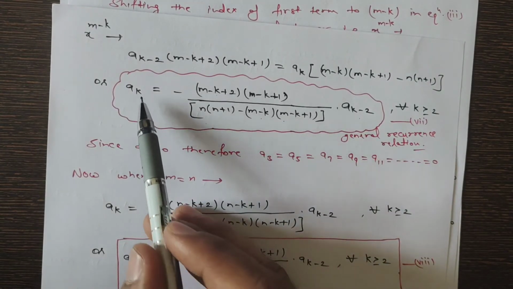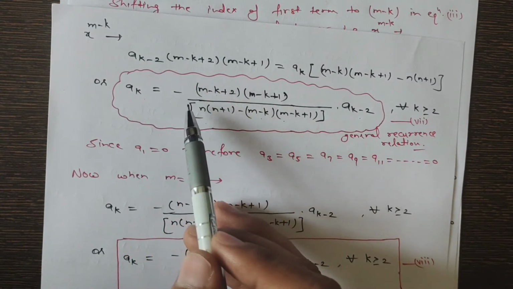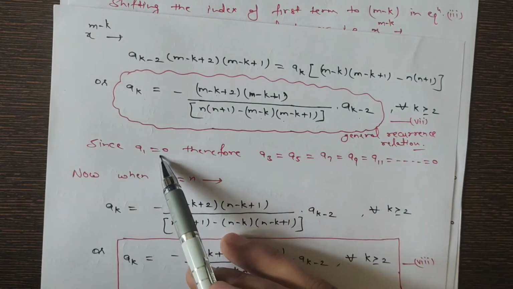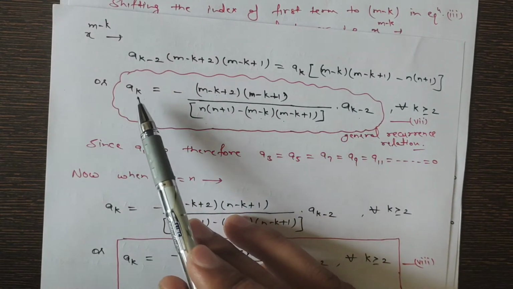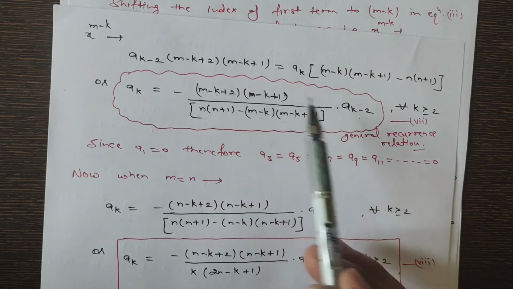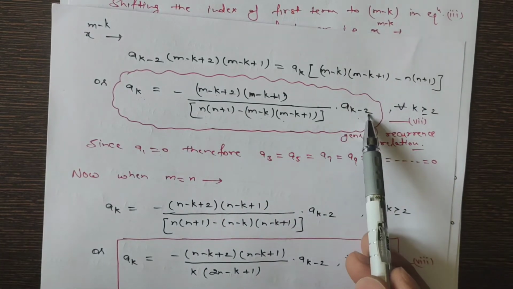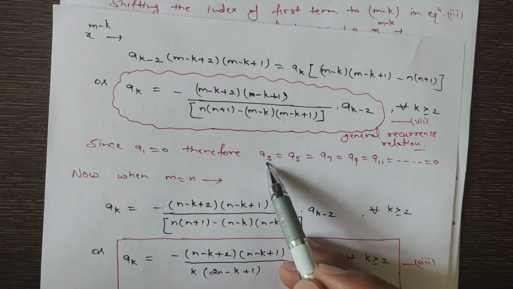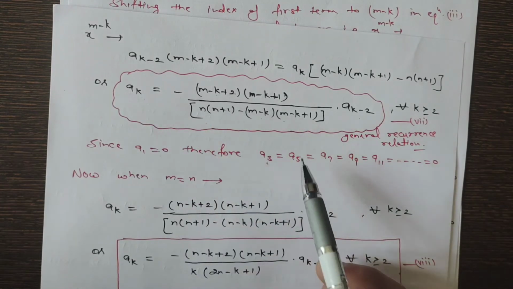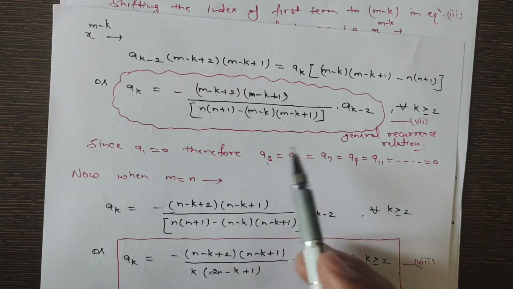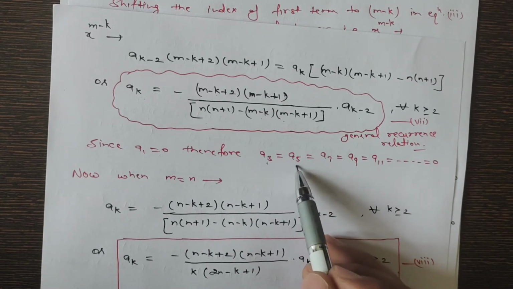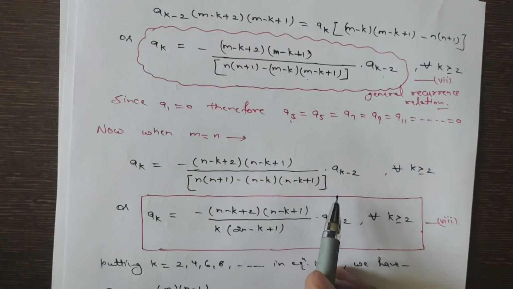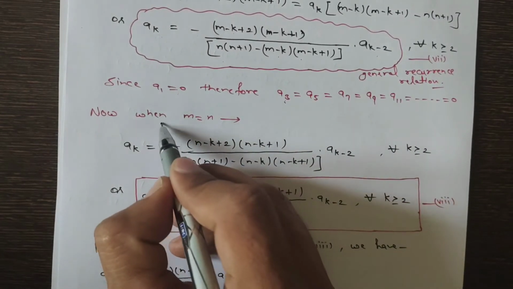And you can clearly see this recurrence relation basically relates a_k with a_{k-2}, and since a1 is 0, when we find a3 we have to put k equals 3 here, but this will become a1, and since a1 is 0, a3 will definitely be 0. Now a3 has become 0, so when we find a5 that will also be 0. So we can say since a1 is 0, all odd coefficients, that is a3, a5, a7, a9, will be 0.